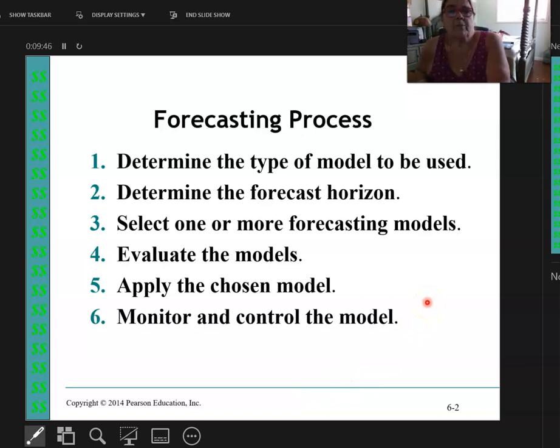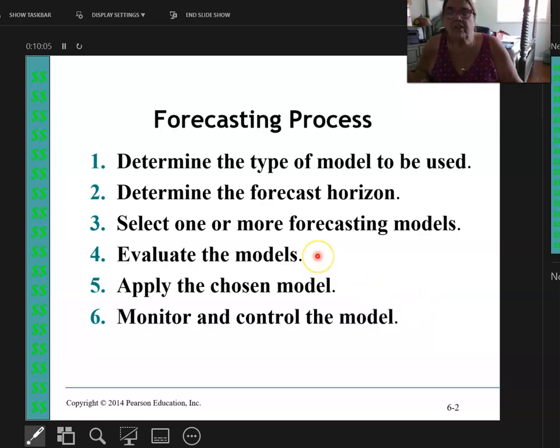Determine the type of model to be used, and we're going to go over all of those models. Determine the forecast horizon, and we'll talk about that. I have a screen for each one of these. Select one or more of the models. Yes, you can use more than one.